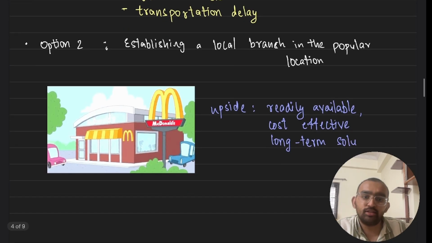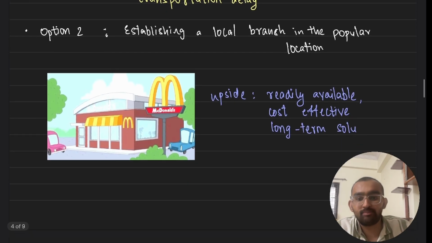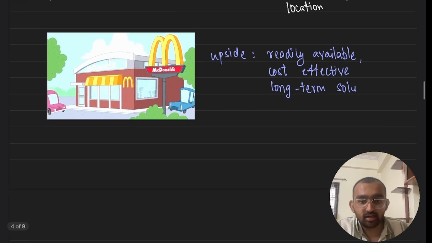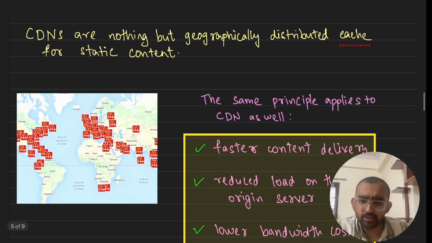So what's the second option? The second option is establishing a local branch in that popular location. Say New York is gaining traction from this popular food item that you're serving. If you set up a local branch right in that popular location, then you're going to have a setup cost, which is fine, but the food is going to be readily available, it is cost effective, and also a perfect long term solution, right? That's exactly how the CDN principle works.